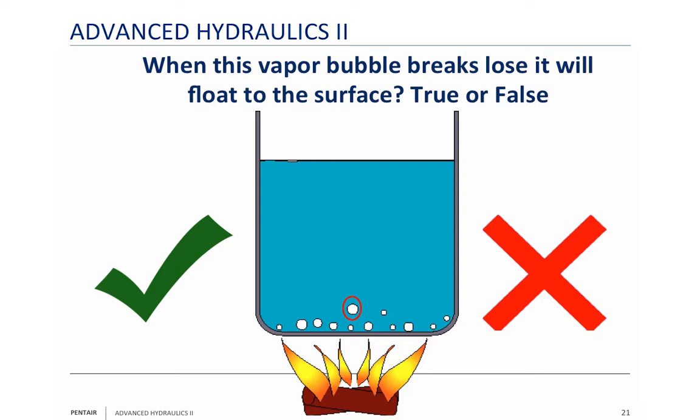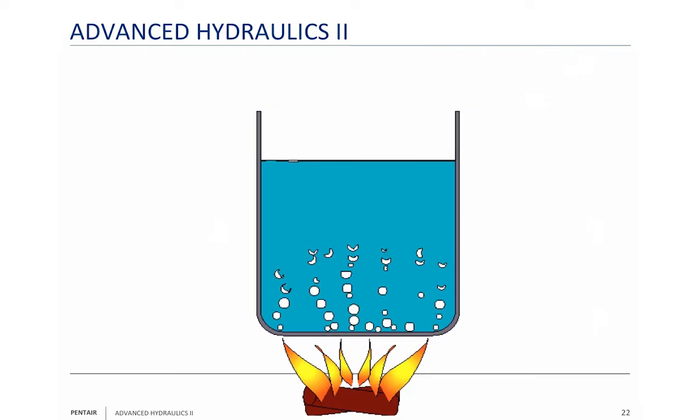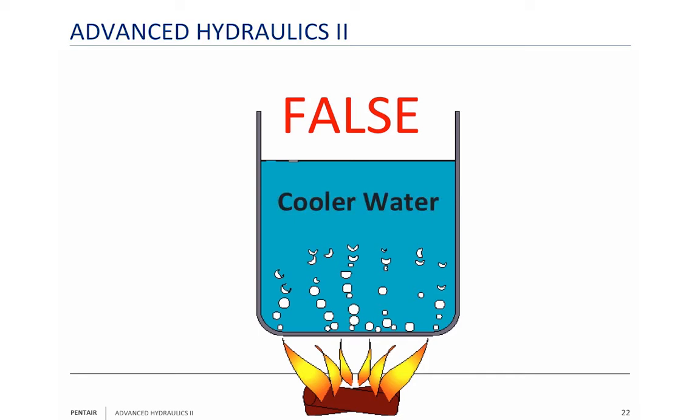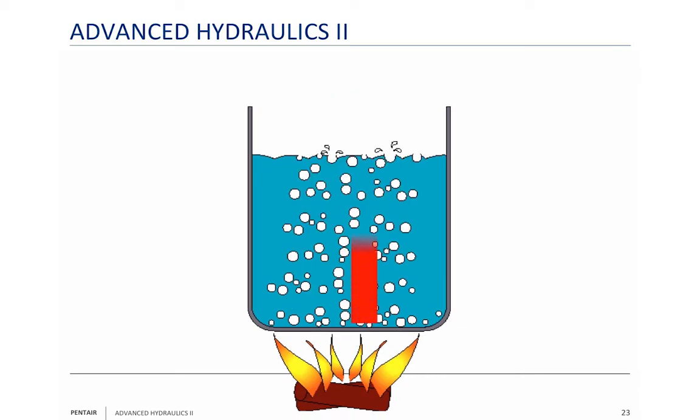So when the vapor bubble breaks loose, will it float to the surface? False. That's false. Because the bottom line is, cooler water is at the top. So when the hot vapor bubble hits the cooler water, it collapses. That collapse lets off a shock wave. Now once the water gets hot all the way through, the vapor bubbles go to the surface and they explode instead of imploding down in the water.